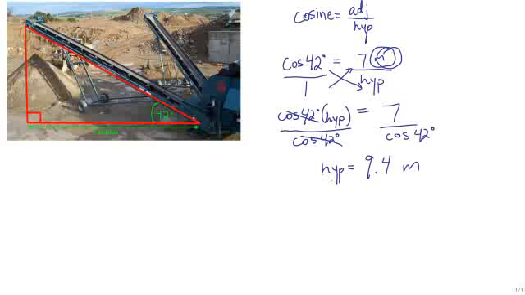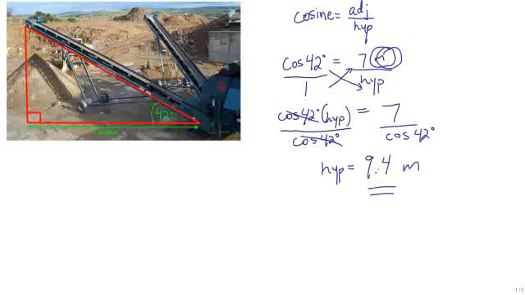So she is not going to order a belt that is 9.4 meters long, because we know that a conveyor belt is actually twice as long as it appears in the right triangle. We have to remember that it's actually a loop. A belt's a loop. So what we have to do is double that number in order to find out the actual length of the belt.